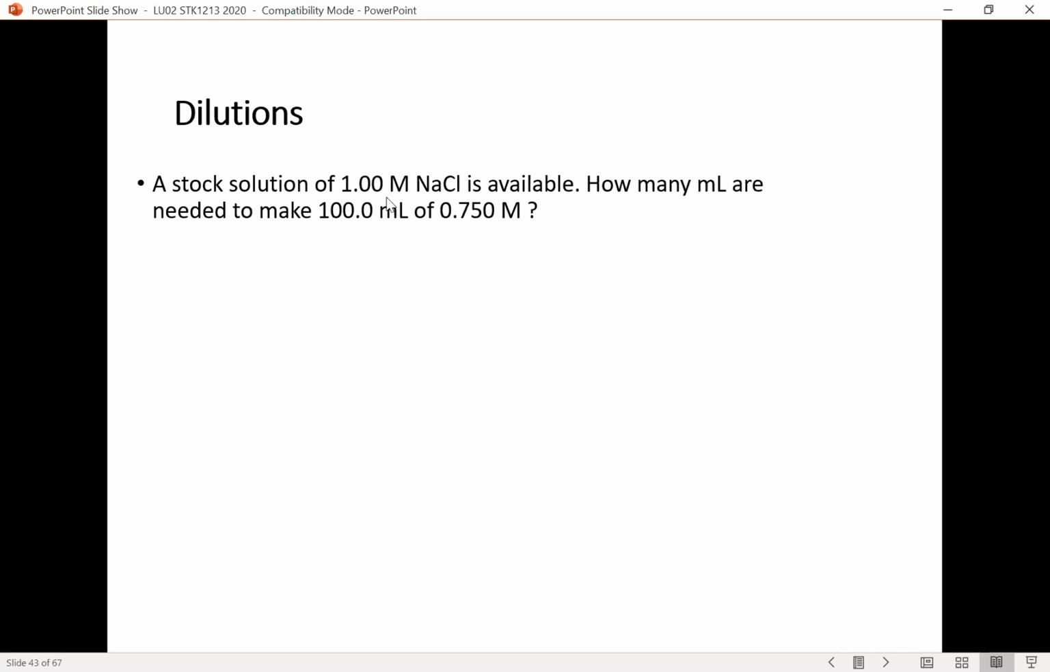In this question, you have a stock solution of 1 molar, meaning this is M1. And then how many ml are needed to make 100 ml of 0.75 molar, meaning this is the resulting volume, 100 ml, and the resulting molarity, 0.75. So you have M1, M2, and V2. So you can find V1 from the equation M1V1 equals M2V2.